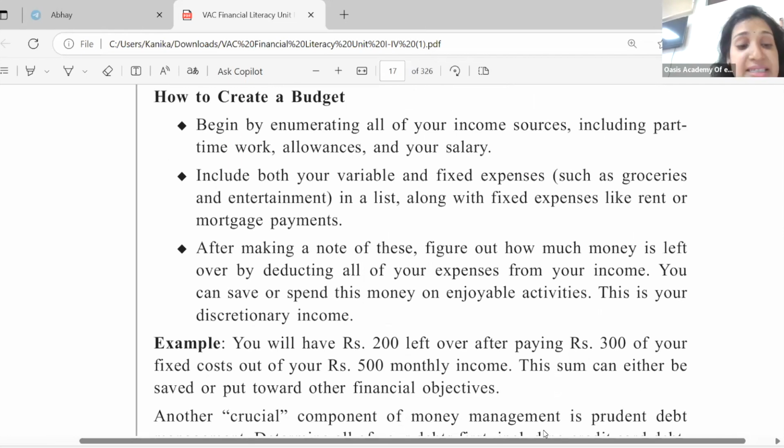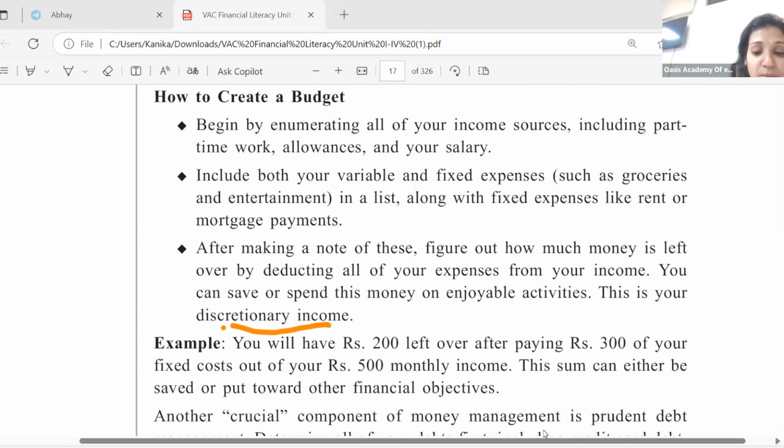Figure out how much money is left over by deducting all your expenses. After you know what your income is, then you deduct all your expenses. After deducting all your expenses from your income, you can spend the remaining money on enjoyable activity. Whatever income is left, you can enjoy through the leftover money. This is what is called discretionary income.